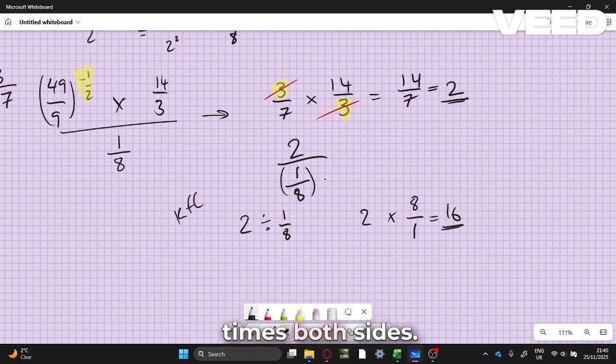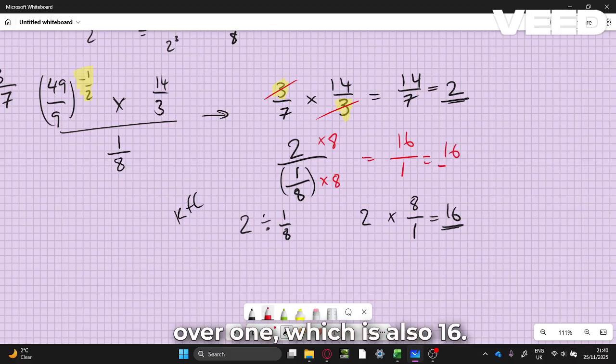Or you could just times both sides, I'll do this in red, by 8, which you'd get as 16 over 1, which is also 16.